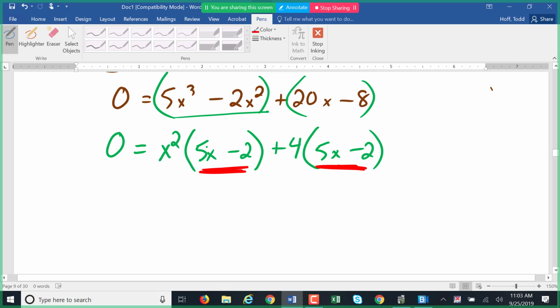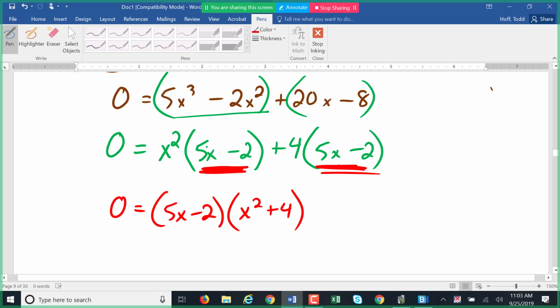Are there any of you that don't remember how to do factoring by grouping? Okay, good. So then once we have the same thing inside both sets of parentheses, we factor that out. So we get the 5x minus 2 pulls out, and what's left there is the x squared, oops, I screwed that up, plus 4. The x squared plus 4 can't be factored because it's positive.